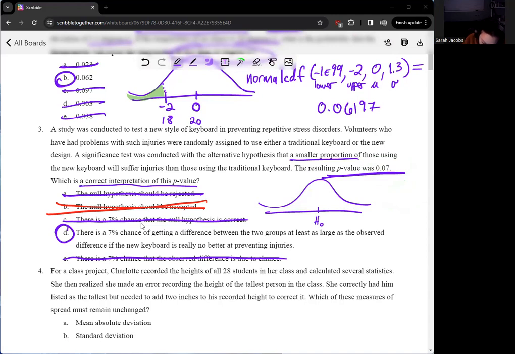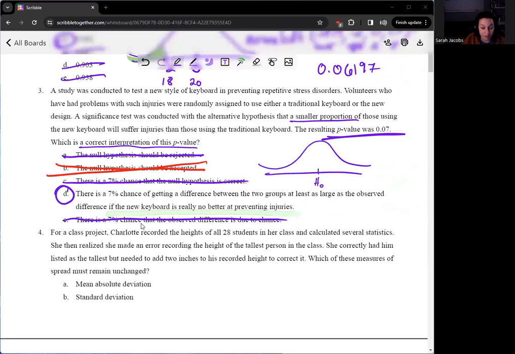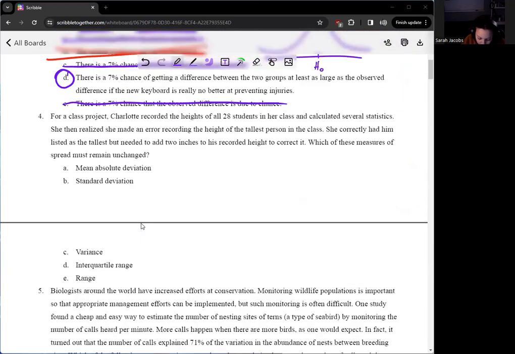Okay, this is really key. If the new keyboard, right? If the null is true, that there's no difference in this case. Okay. Oh, I was going to format this. Oh, well.